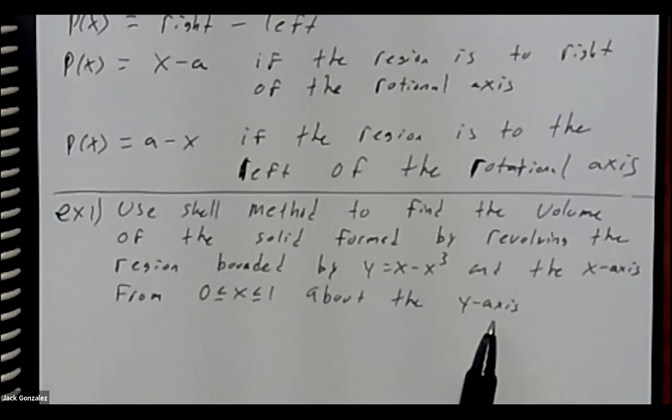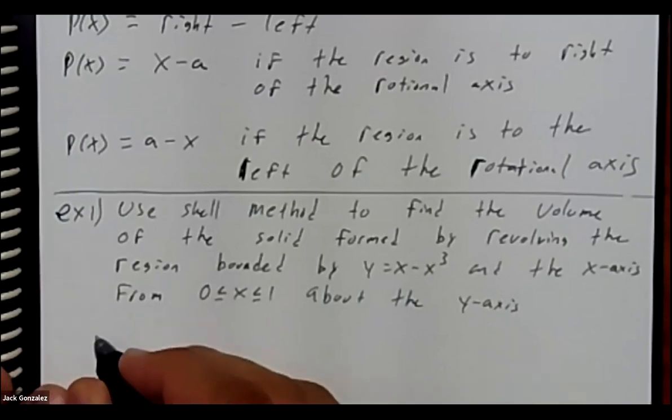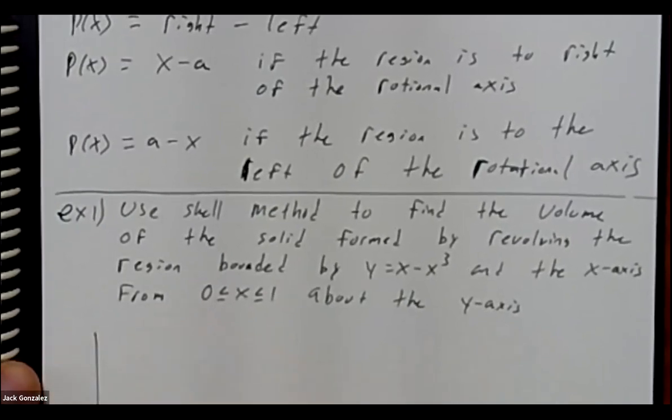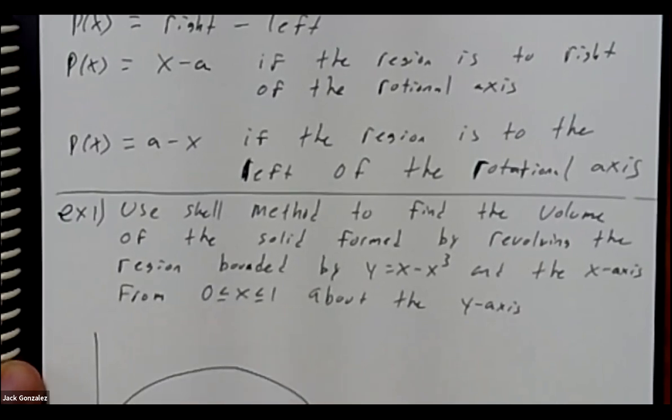It has to be parallel to this, so it'll be up or down. The y-axis is vertical, so the slice has to be vertical. I'm going to skip the graphing part and just give it to you. It looks something like this. We're going from 1 to 0.